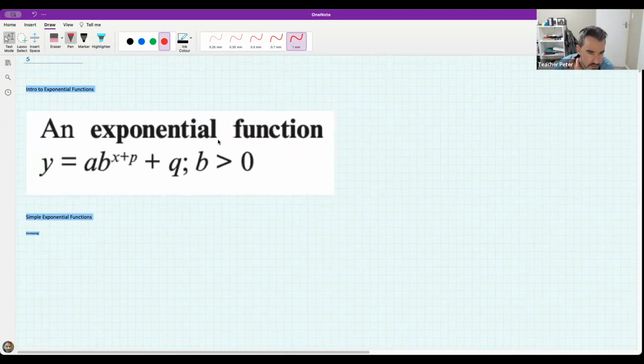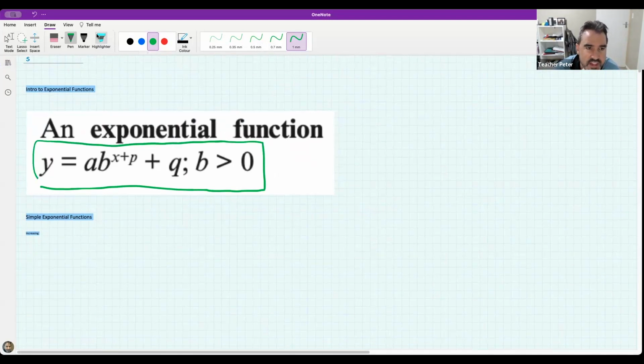So the basic exponential function has this standard form, and there are a couple of limitations. The one thing is that you can't have a negative number as the base with an exponential function. The b determines whether it's increasing or decreasing. The q shifts it up or down. The plus p will shift it left and right. And the a value affects the steepness of the exponential function.